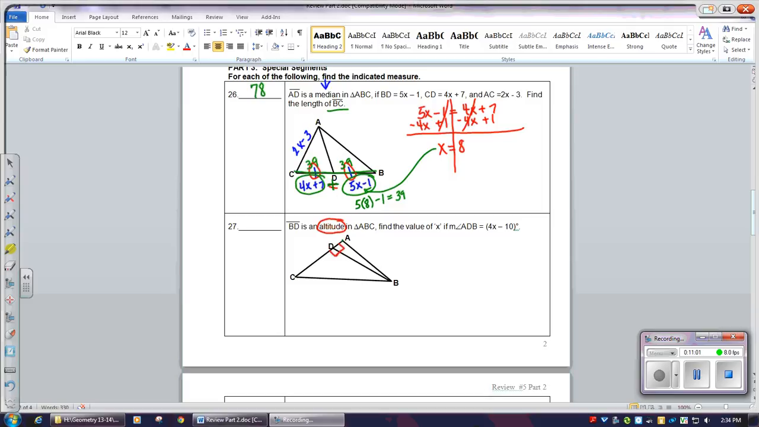Well, let's outline ADB. It's that angle right there, which is a right angle. So I know that 4x minus 10 equals 90 degrees. Now I'm going to solve that algebra equation. I need to add 10 to both sides. 4x equals 100. I'm going to divide by 4. X is 25. Does it want x? Yes, this time it does. X is 25.